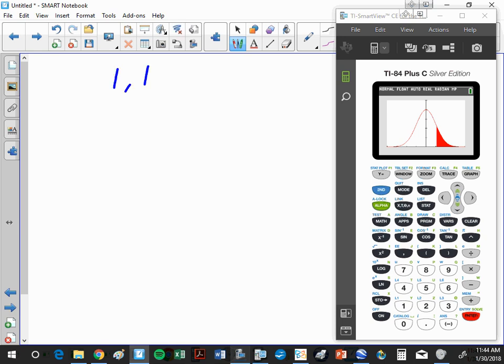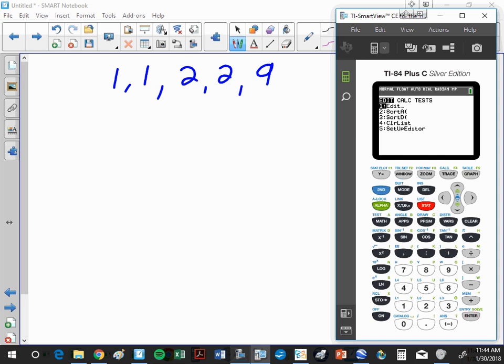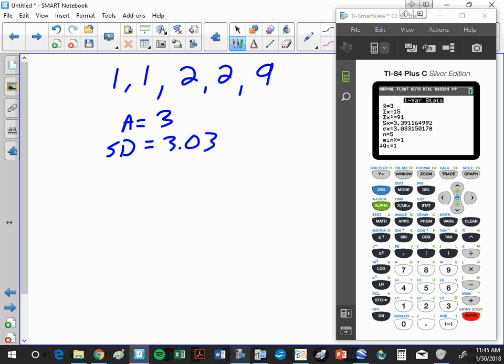In our box, we have 1, 1, 2, 2, 9. Some of these are tricky. Calculate the probability that the sum of 36 draws is less than 100. So I need the average of the box. I'm going to go in 1, 1, 2, 2, 9. Okay. And then I'm going to do one variable stat. And I get the average of the box is 3 and the SD of the box is 3.03.